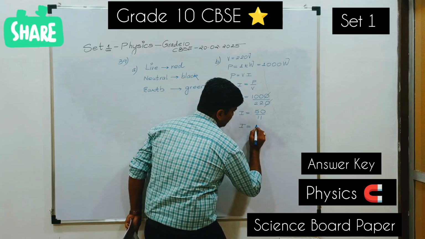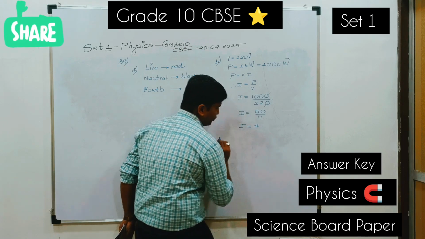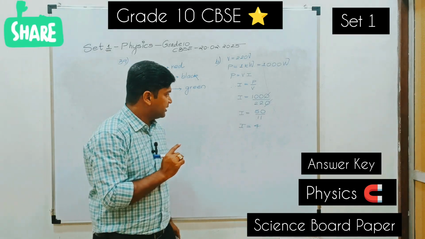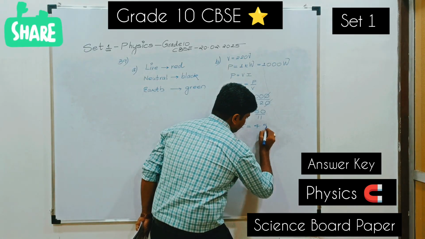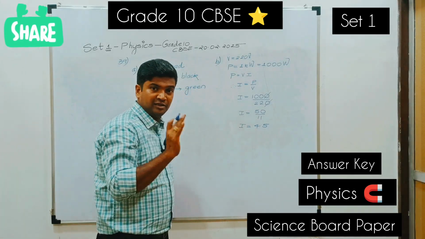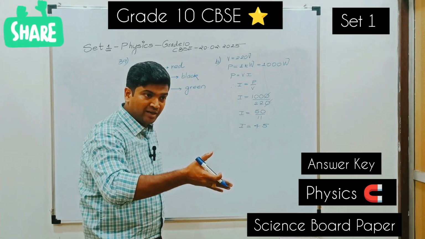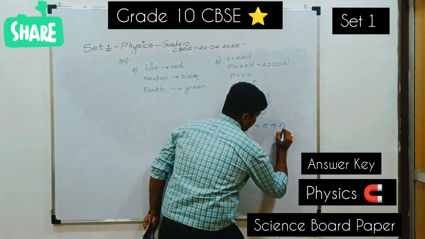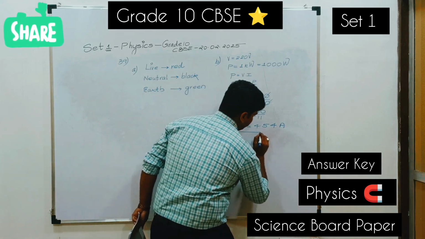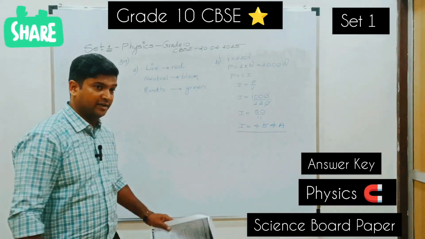Fine. So I can do one thing. 11 4s are 44, remainder 6, so 60 becomes. 11 5s are 55, remainder 5, again 0 so 50. 11 4s are 44. So you'll be getting a recurring digit. So it's 4.54 ampere. Done.